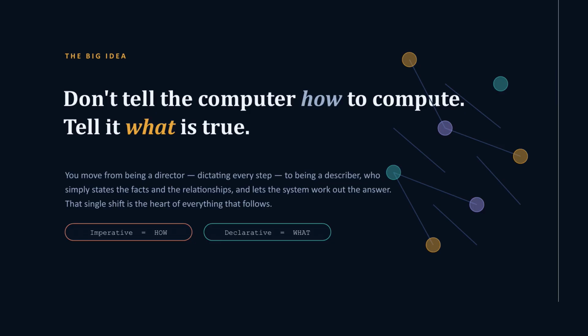Here is the single biggest shift you need to make. In the languages you have used so far, you tell the computer how to compute an answer, step by step. In Prolog, you describe what is true about your problem, and you let the system work out the answer for you. You move from being a director, dictating every step, to being a describer, stating the facts and the relationships. That one shift is the heart of everything that follows in this course.